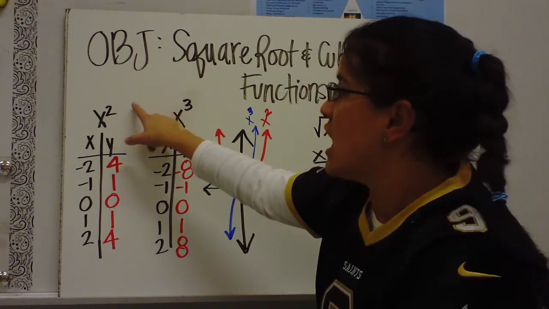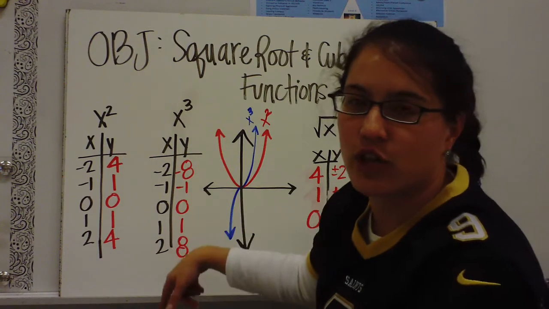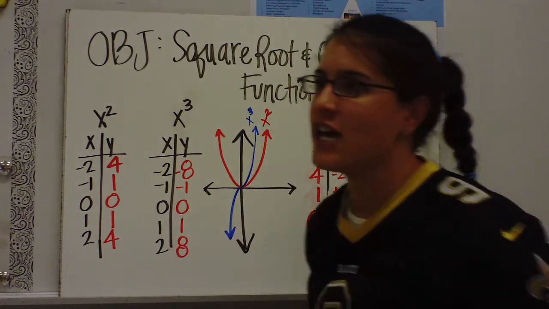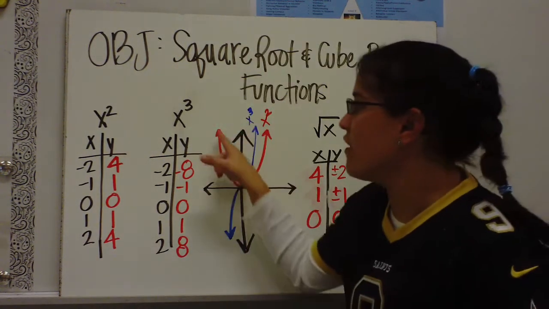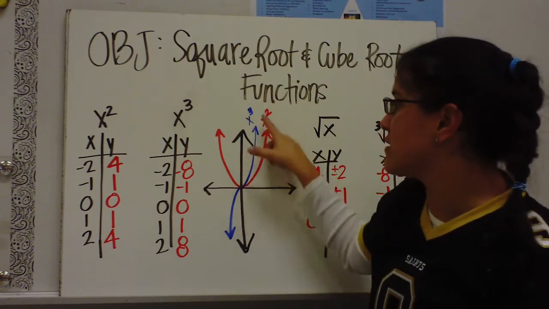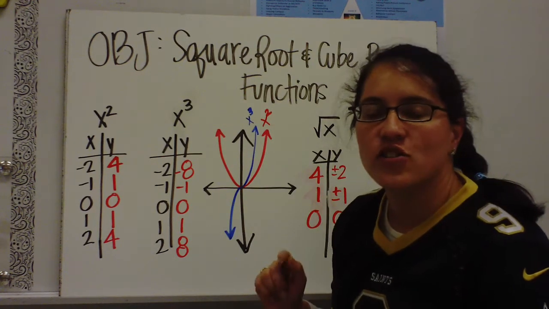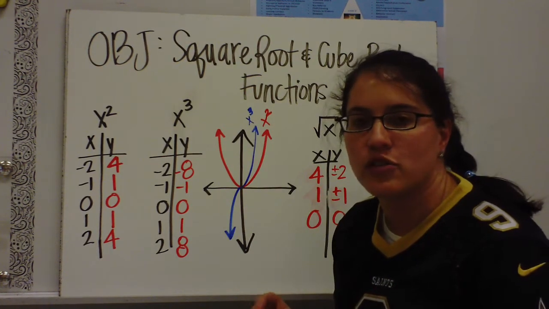The square function, here's a t-chart, and here's a t-chart for the cube functions, and then I graphed them. The red line is x squared, it's a parabola, and the blue line is x cubed. Well, the square root function and the cube root functions are inverses.